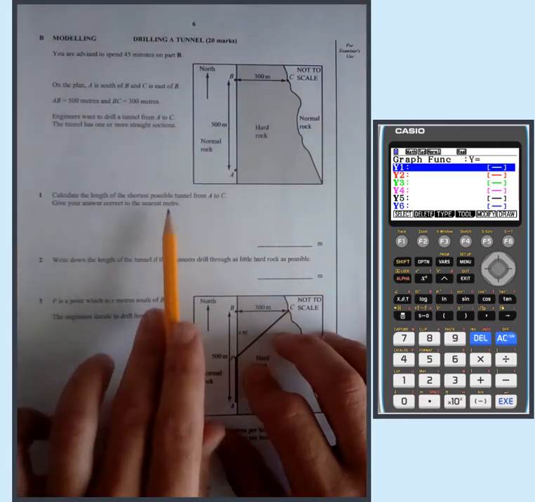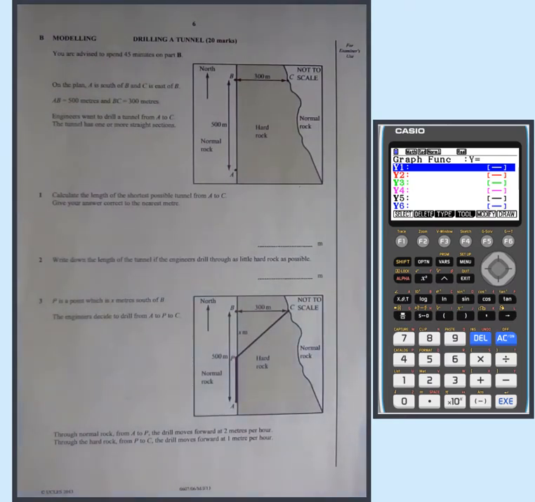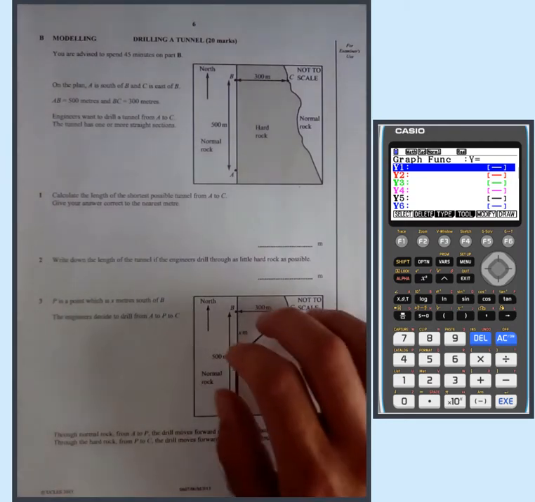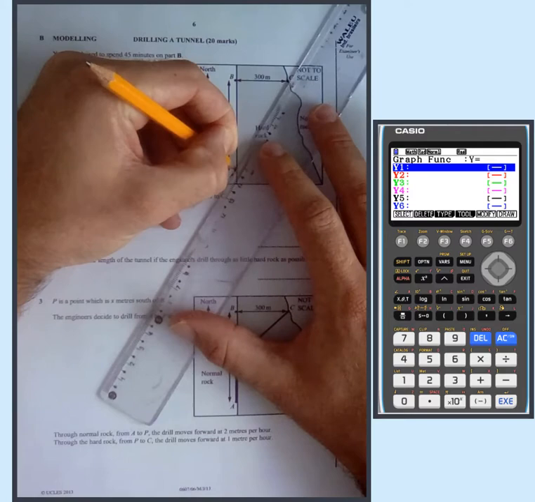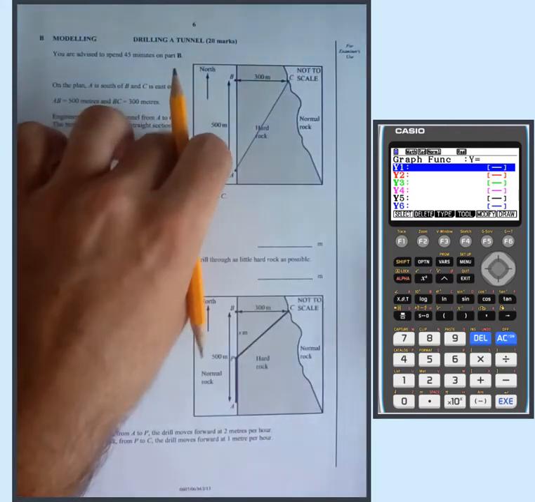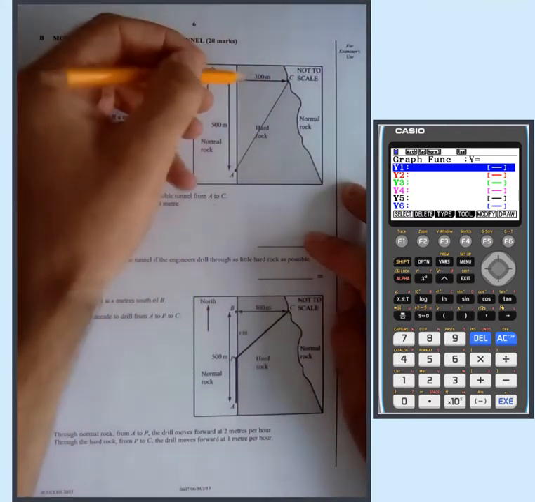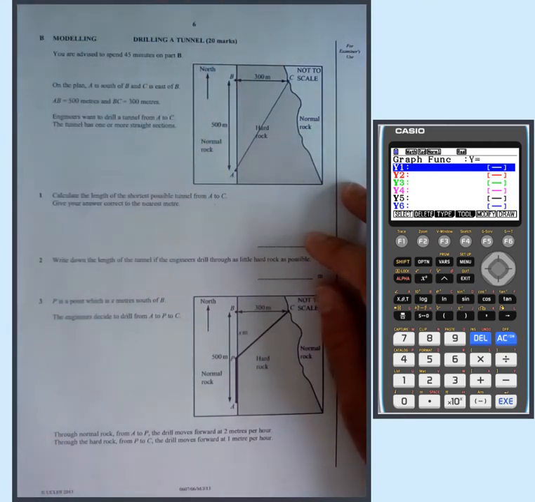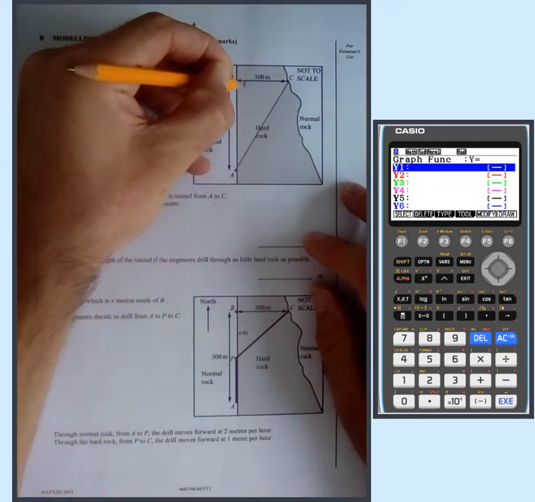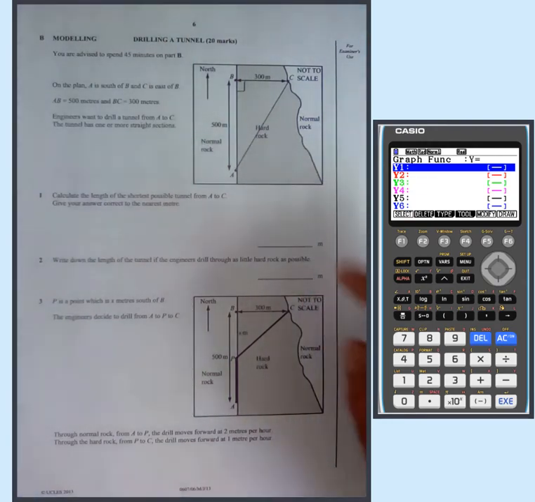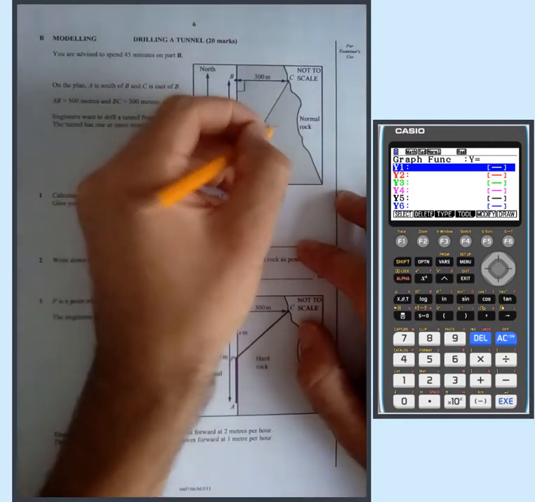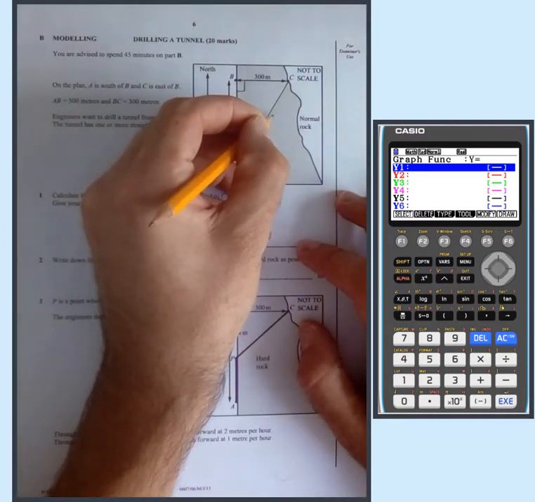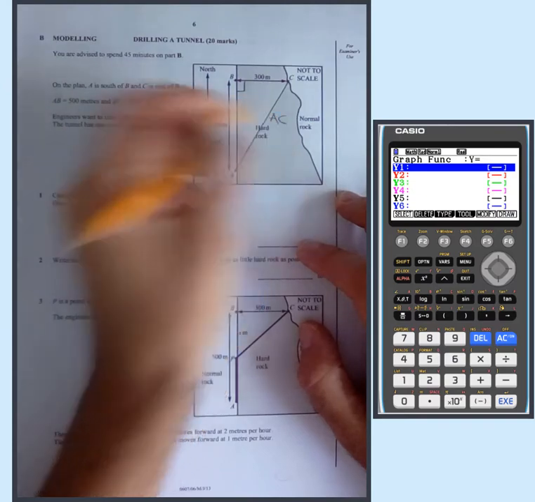Calculate the length of the shortest possible tunnel from A to C. Give your answer correct to the nearest meter. Well, the shortest distance between two points will always be the straight line, so let's draw that. Because we are told that this is east and this is south, they are perpendicular lines. So we have a right-angled triangle. We know two sides and we want the other one. Let's call it AC.